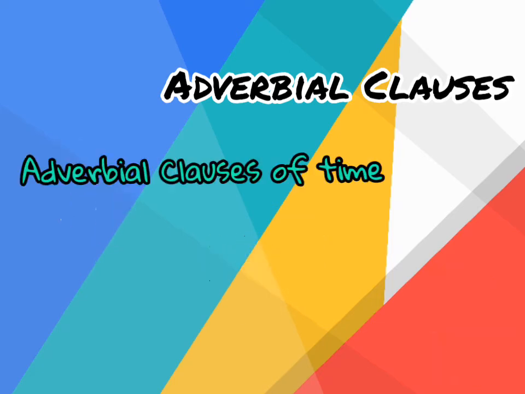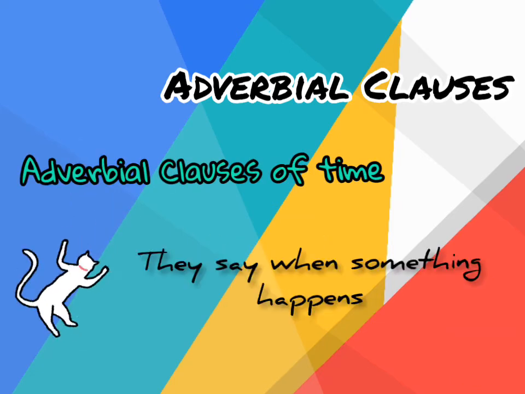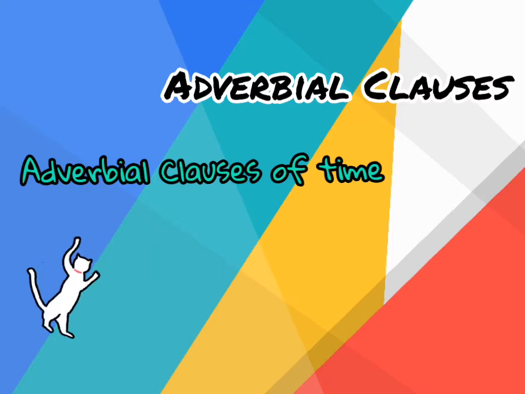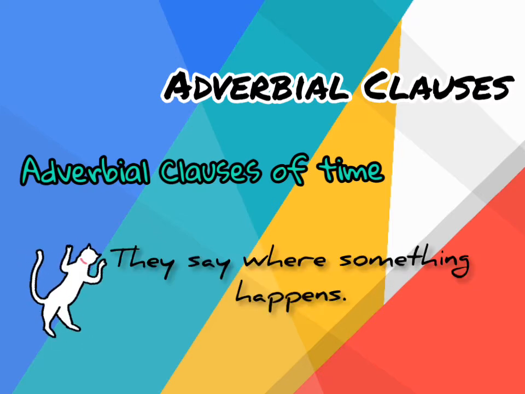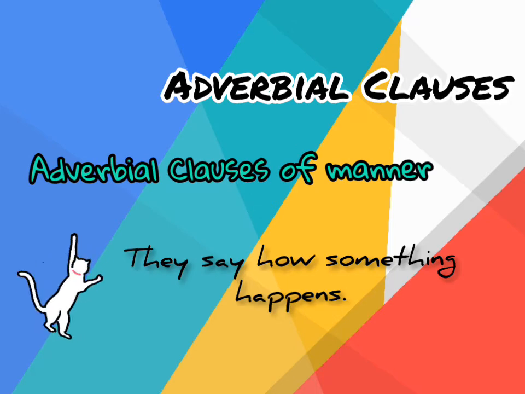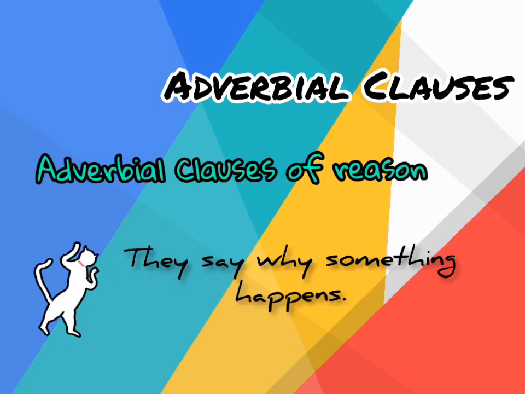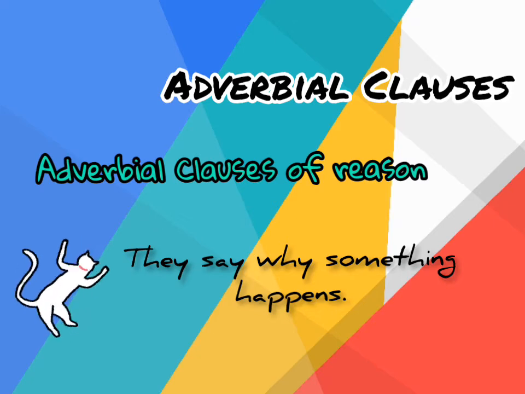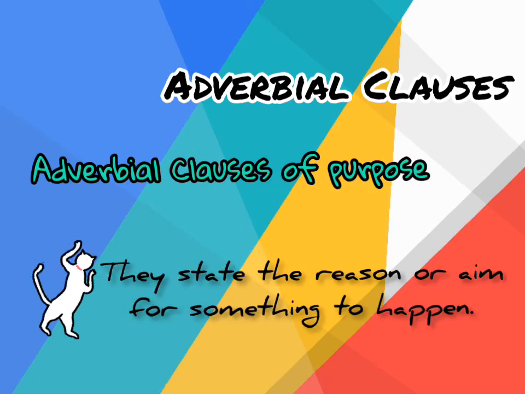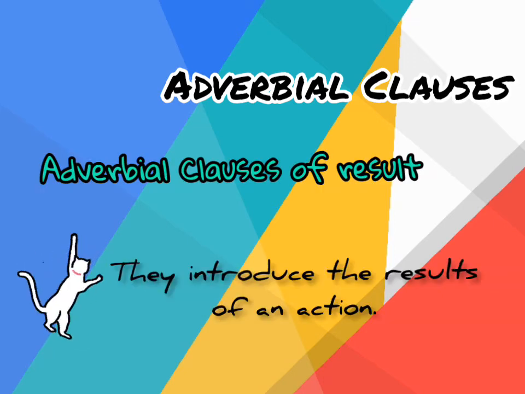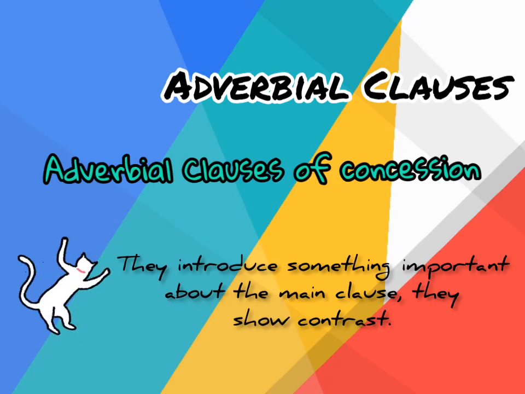Adverbial clauses of time say when something happens, place say where something happens, manner state how something happens, reason they state why something happens, purpose they state the aim or the purpose for something to happen, result they say what results something or an action has brought about, concession they imply that there is something important about what is being said in the main clause. They are usually used for the sake of contrast.